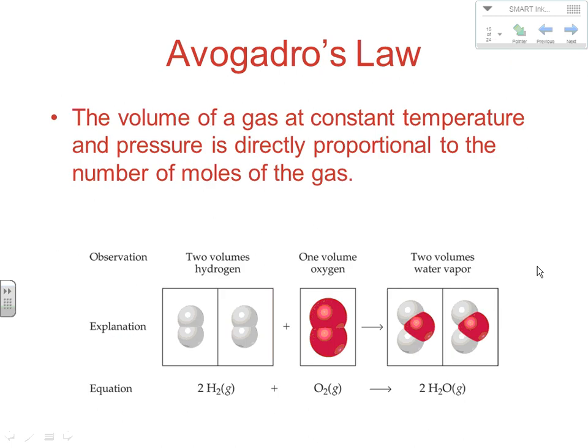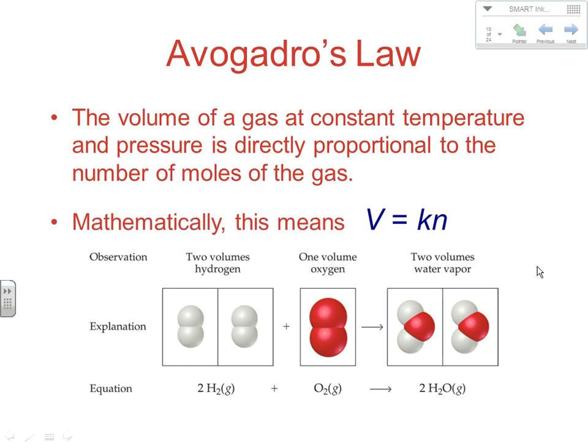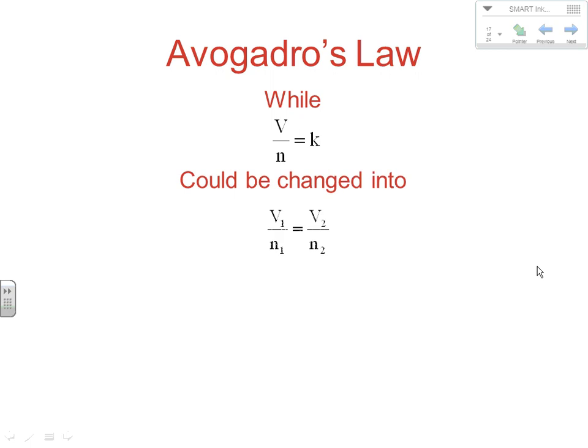Now, Avogadro's law, another law that's mentioned here. This is one you may not have gotten into too much in pre-AP chemistry. The volume of a gas at constant temperature and pressure is directly proportional to the number of moles of the gas. So fundamentally what that means is volume would equal K times N. Because remember, if it's a direct proportionality, one over the other equals our constant. So if V over N equals K, then that would mean V1 over N1 equals V2 over N2.